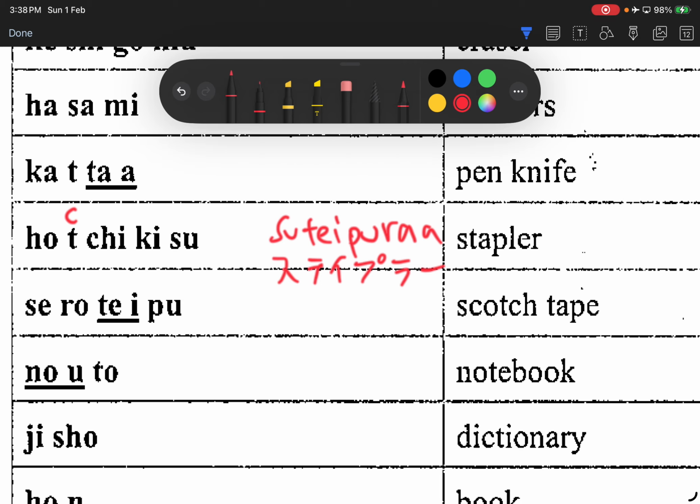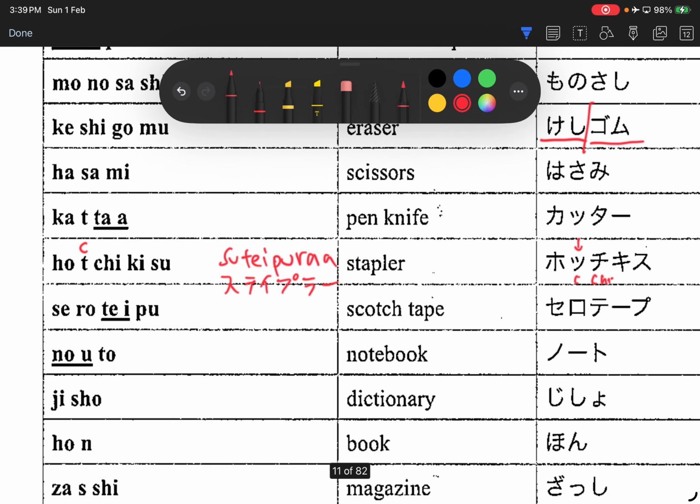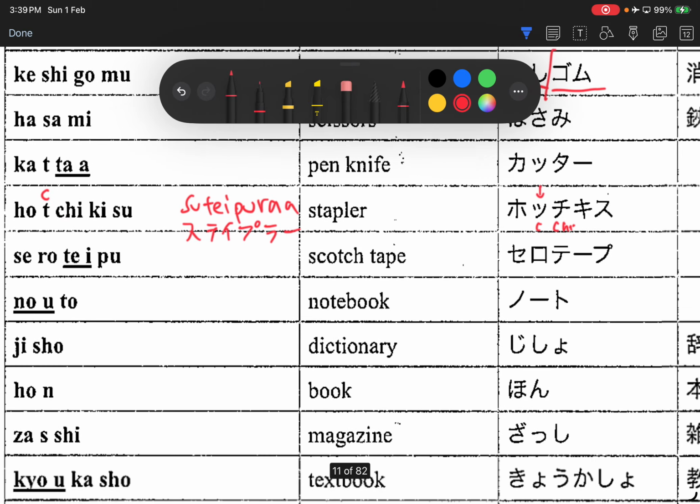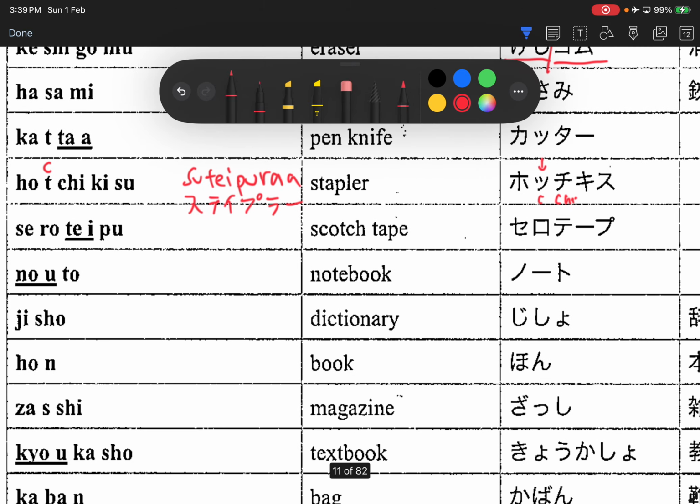Okay, next line we have serotepu. Serotepu. There's no I after the se, so it's not S-E-I, it's not seiro, it's sero. So please don't add an extra I out of nowhere. Please be careful. So why is it called serotepu? There's a tape in English called sellotape, C-E-L-L-O tape. So this is where the name came from lah. I mean in Singapore we just call it Scotch tape, but other countries call it sellotape.